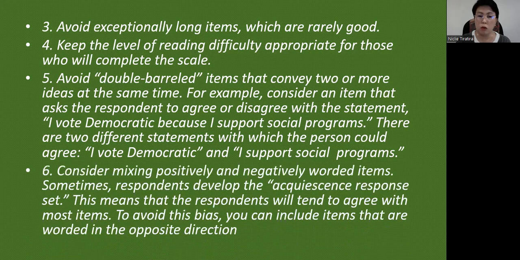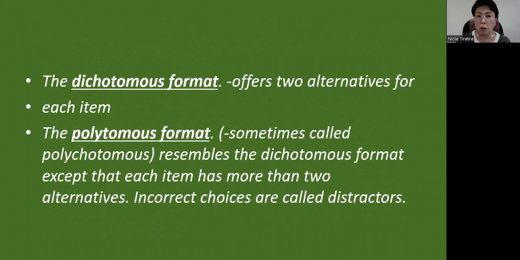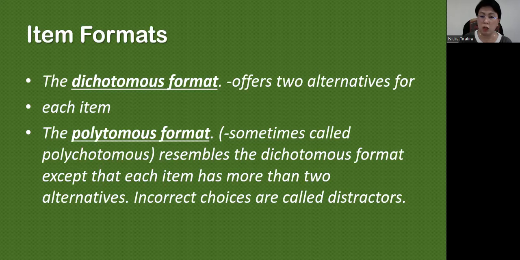Now, you also need to consider mixing positively and negatively worded items, because otherwise the participant or test taker will tend to agree with most items. So to avoid this bias, you can include items that are worded in the opposite direction. We also have item formats. The first is the dichotomous format, which offers 2 alternatives for each item. Let's say items that could be answered by true or false or yes or no.